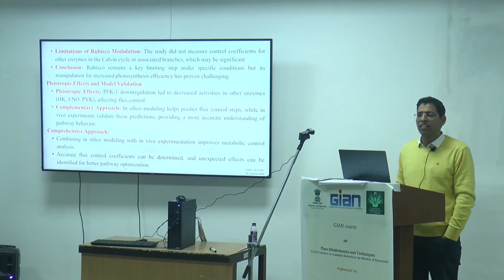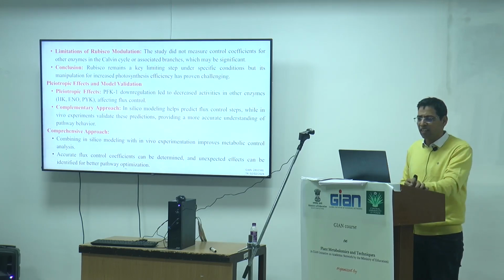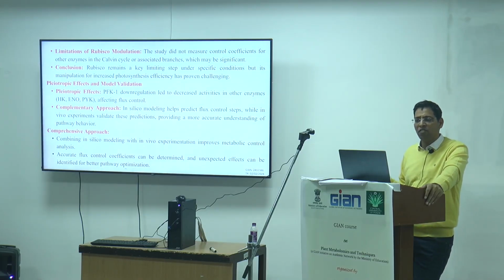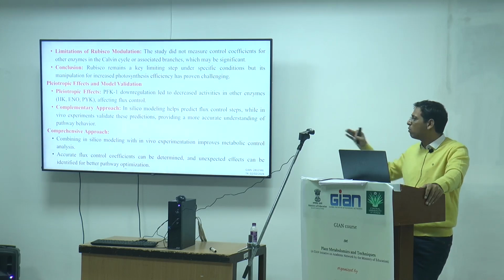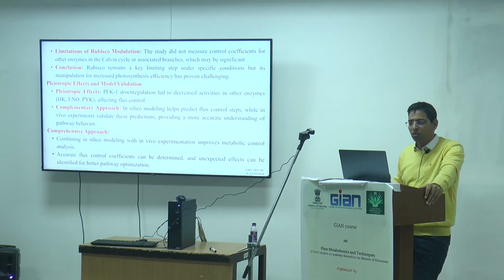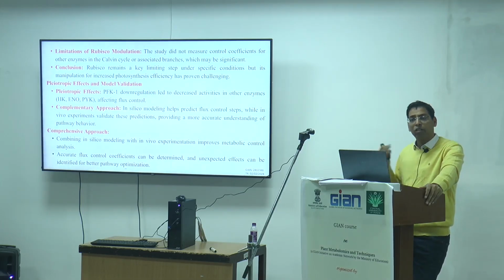This is the pleiotropic effect and model validation: PFK1 downregulation leads to decreased activity in other enzymes, affecting the flux control. A complementary approach is in silico modeling. We predict the flux control steps, while in vivo experiments validate these predictions, providing a more accurate understanding of the pathway behavior. By combining in silico modeling with in vivo experiments, we can improve the metabolic control analysis very well. Accurate flux control coefficients can be determined and unexpected effects can be identified for better pathway optimization.